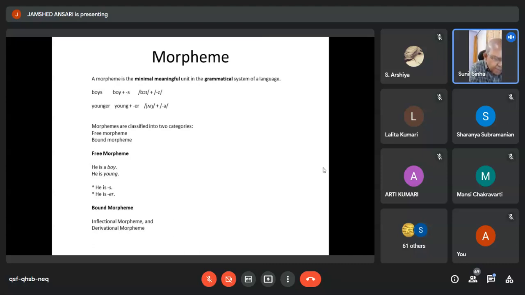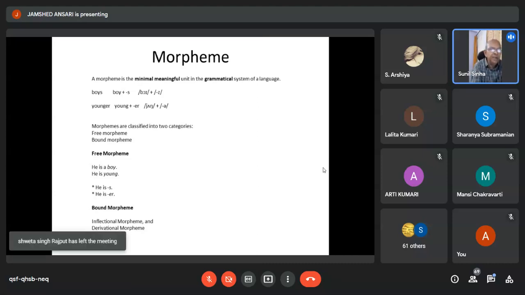So what is the grammatical system of English sentences? The subject comes first, followed by verb, followed by object. Subject, verb, object. S-V-O, right? But compare this with Hindi. Main kitab padhta hoon. Main is the subject, kitab is the object, and padhta hoon is the verb. Right? So, Hindi is an SOV language, whereas English is an SVO language.